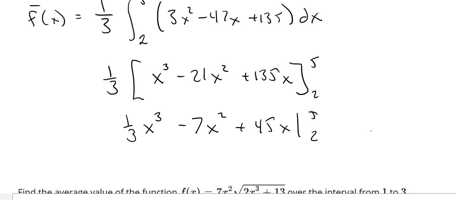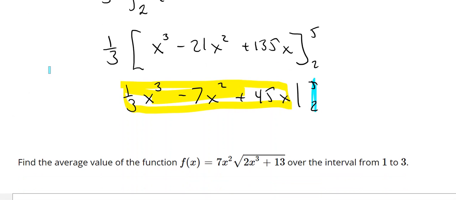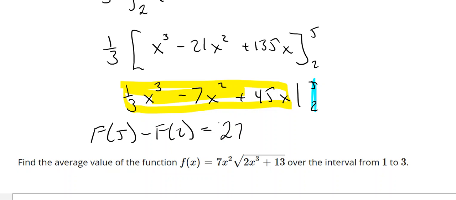And so now it's just a matter of putting this into Desmos as your f of x and evaluating it from 5 to 2. And so you would have f of 5 minus f of 2. And when you do that for this particular problem, you're going to end up with 27. The average value is 27.